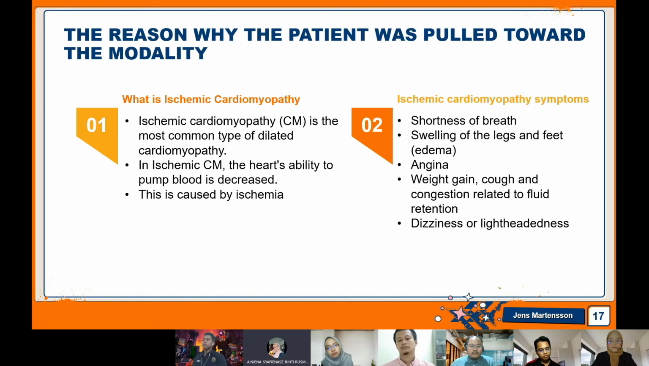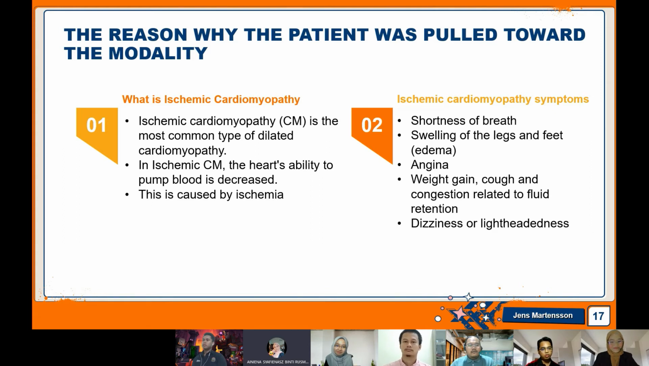Okay, I will continue to explain my part, which is the reason why the patient was pulled toward the modality. The reason is that the patient had ischemic cardiomyopathy. Okay, what is ischemic cardiomyopathy?